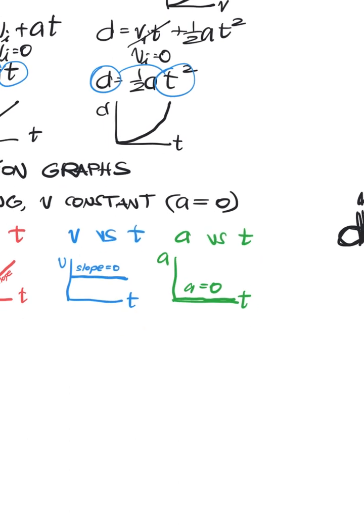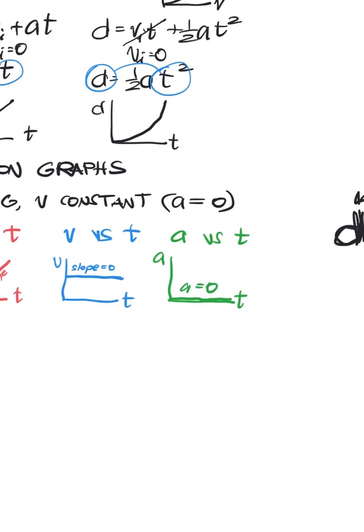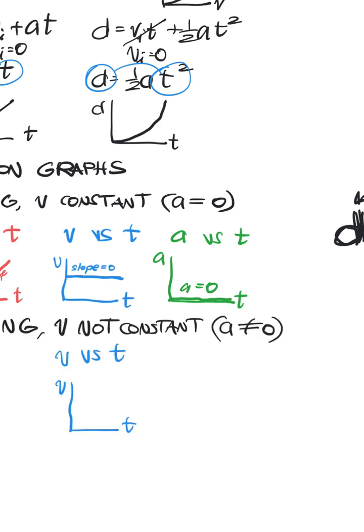All right. Now, the other kind of common situation that you're going to see is that you're moving, but your velocity is not constant. You are accelerating. So maybe my velocity would be increasing. I would have an increasing velocity value. Remembering that acceleration is the slope of velocity. Right? Acceleration is the slope of velocity.